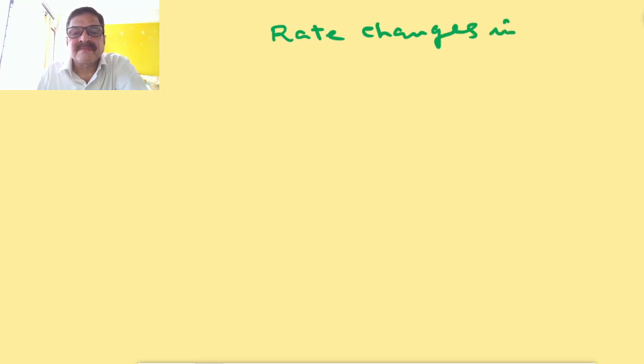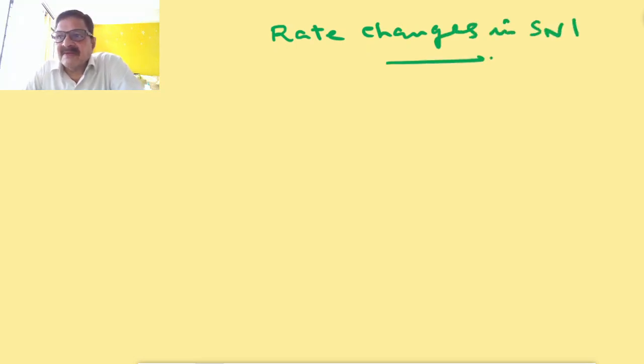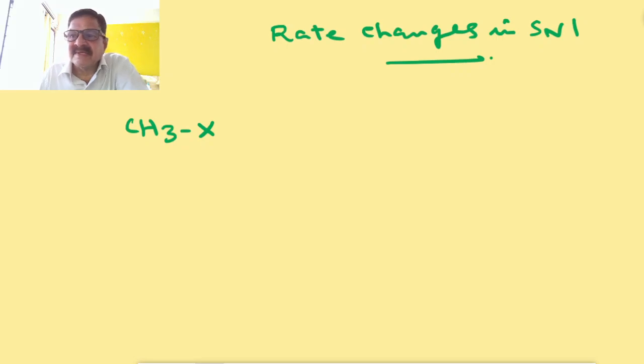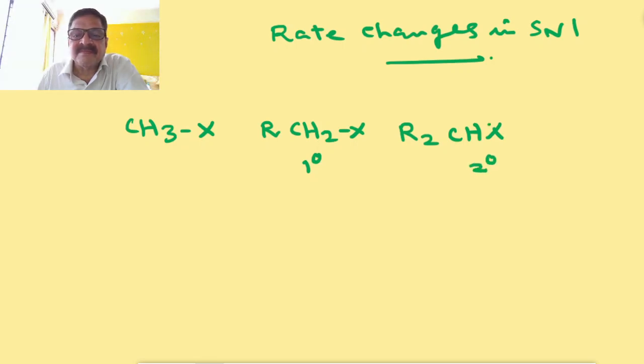So we will be dealing with rate changes in Sn1 reactions in detail. Therefore, now the R group here. Now we have, say, CH3X, that is a methyl halide. CH3X is there, that is a methyl group here. Then we can have a primary one, RCH2X, this is a primary one. Then we can have R2CHX, this is a secondary one. Then R3CX, this is a tertiary one. Okay, primary, secondary, tertiary, and that methyl one. This is the methyl one.